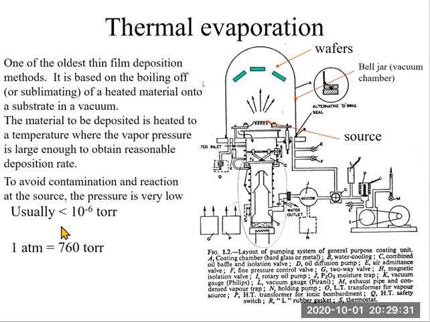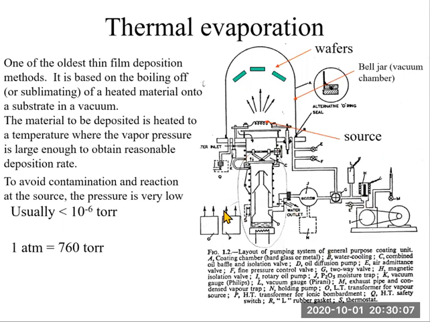Otherwise, the material will react with the gases. Thermal evaporation is carried out inside a vacuum chamber, and we typically call this a bell jar chamber, because it looks like a bell. The vacuum inside is created by a two-stage pumping system: a mechanical pump for rough pumping, and a high vacuum pump.